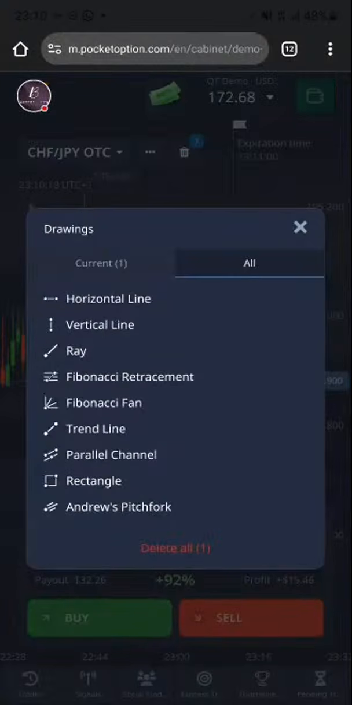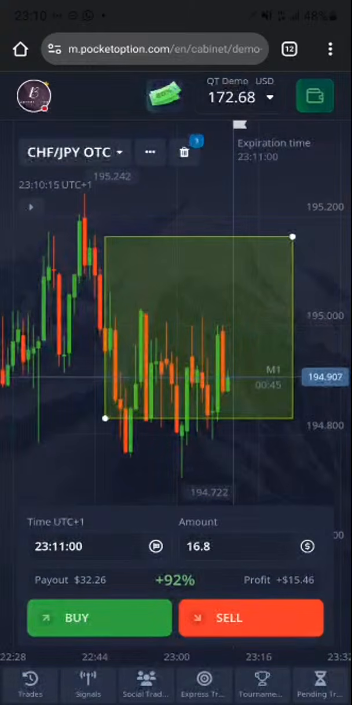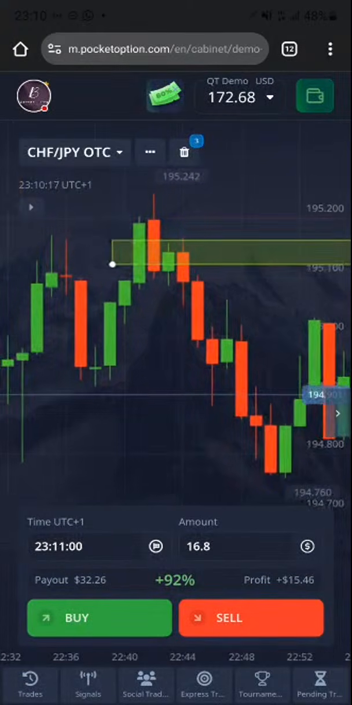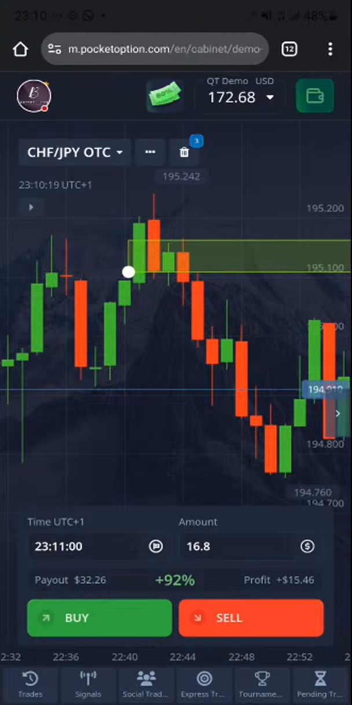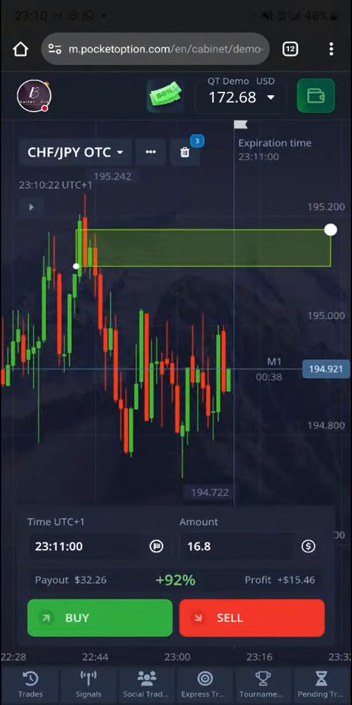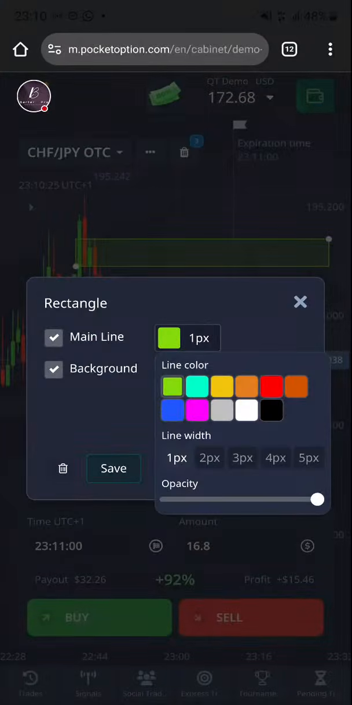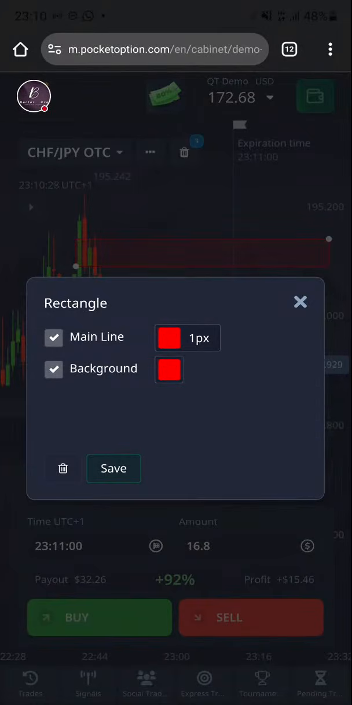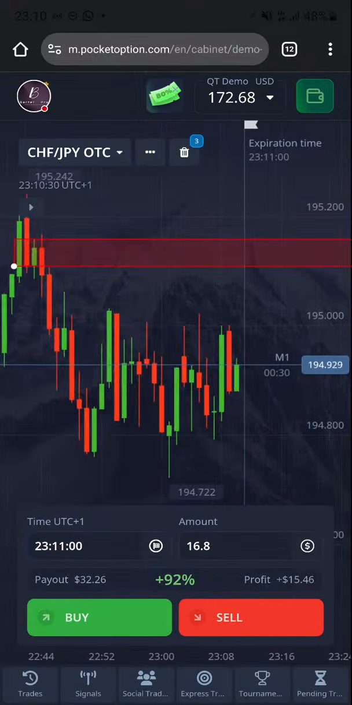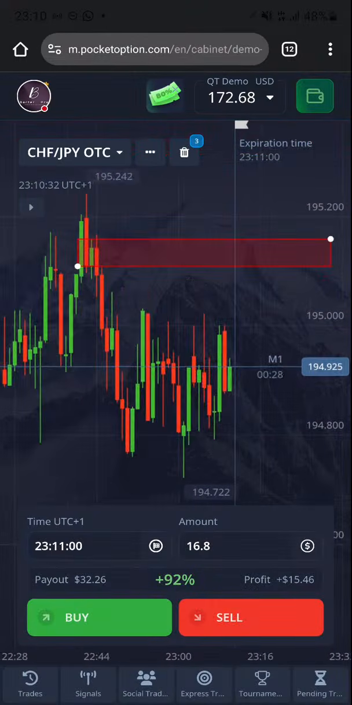But let me mark all the supply and demand areas. This is the supply area here. I'll mark it because the price may come back here and we'll have an opportunity. This area is the supply area. Supply area is where you have sellers in the markets. Look at this. You can see it.